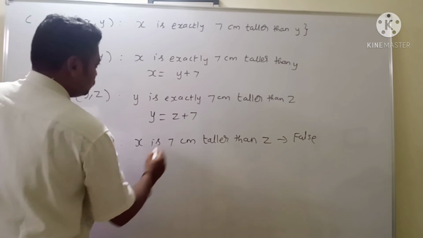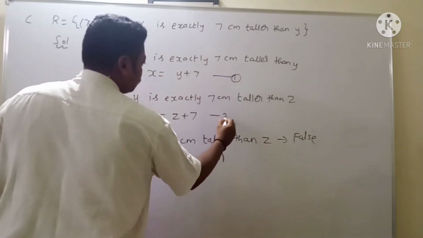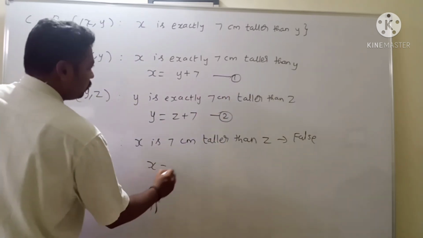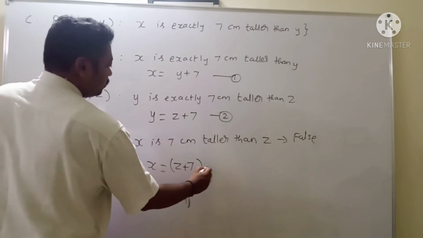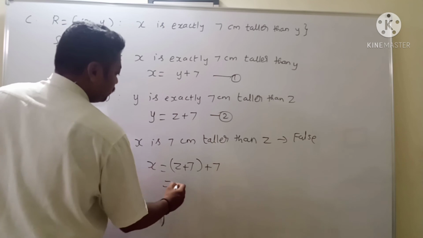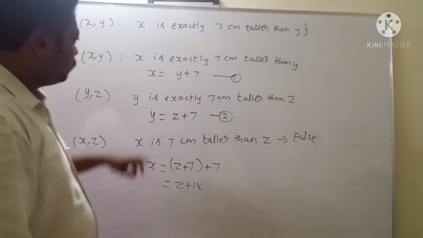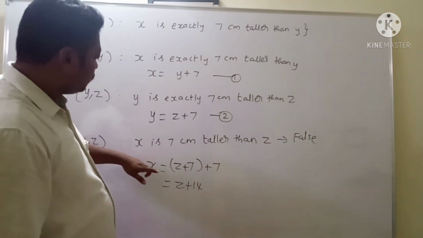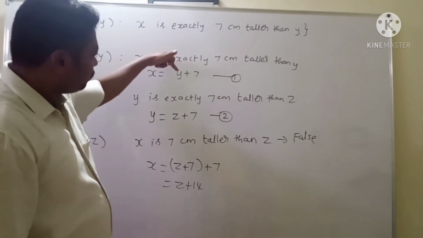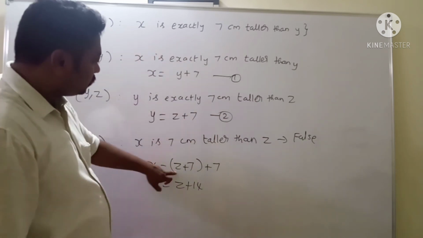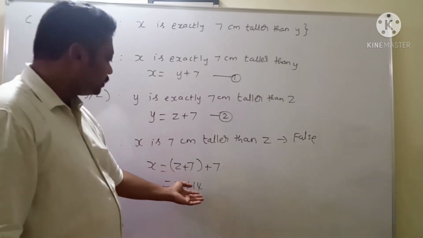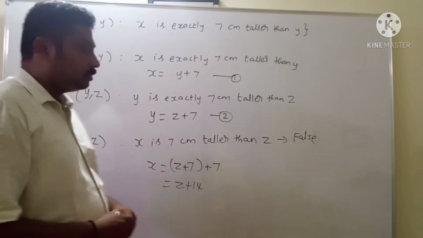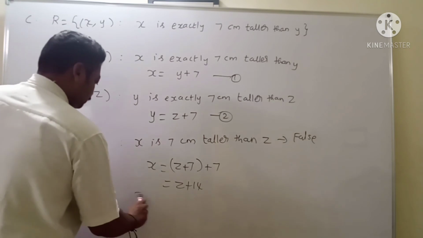Algebraically also we can prove it. The first equation becomes x equals y plus 7, and what is y? z plus 7. So z plus 7 plus 7 is z plus 14. So x is 14 centimeter taller than z. So this is not transitive.